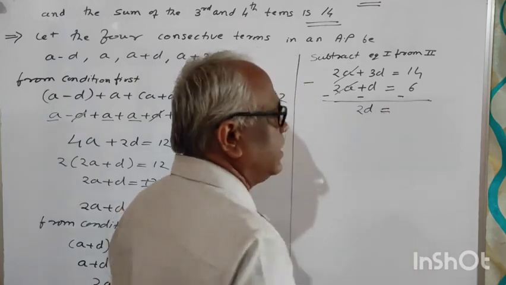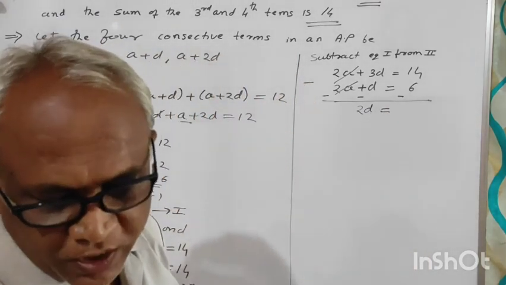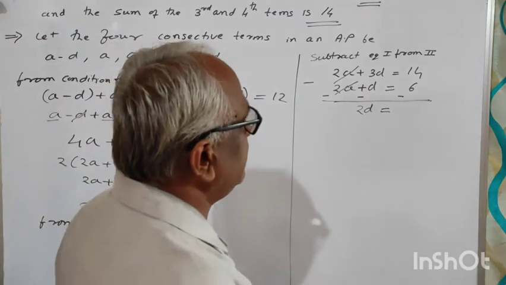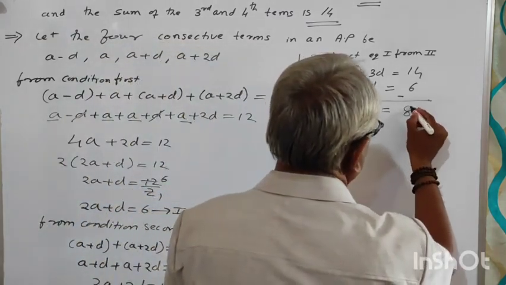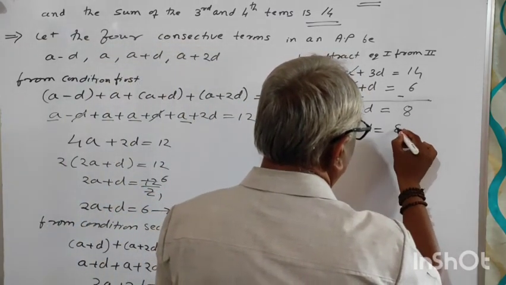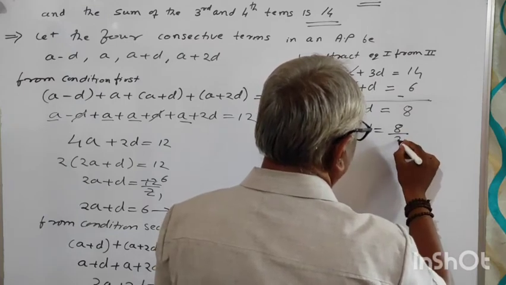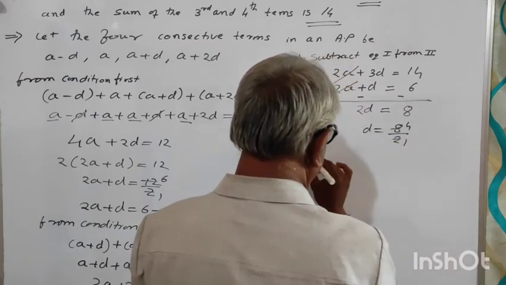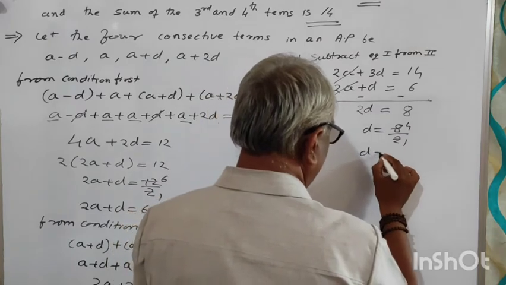Subtract it but keep the greater number's sign. Now 14 minus 6 is 8. d is equal to 8 upon 2. 2 ones are 2, 2 fours are 8. Now here we got d is equal to 4.